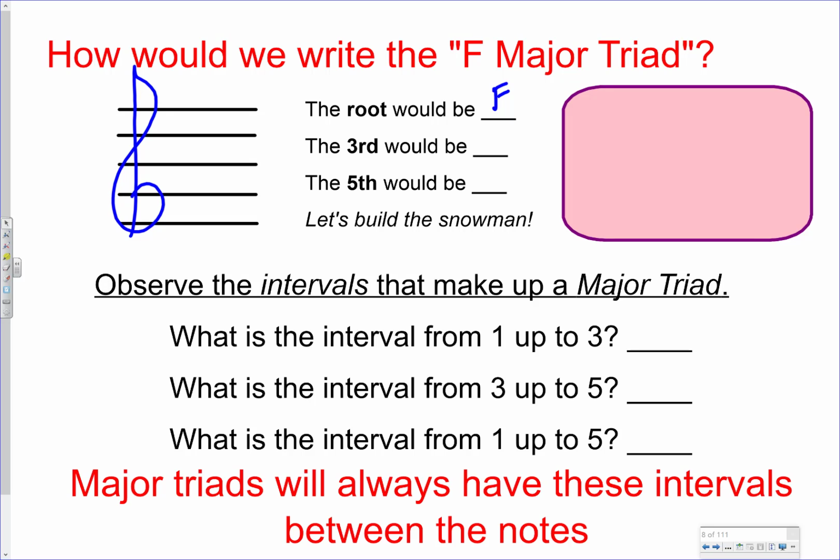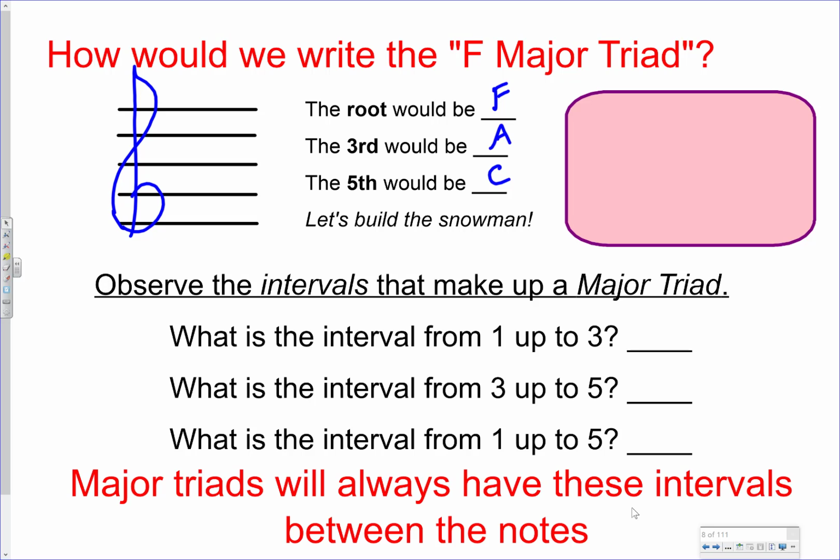Let's go a third above F, where we find an A, which happens to be the third scale degree in the key of F. Let's go a fifth above the root, which happens to be a C, and C is in the key of F. I think we're ready to build our snowman triad.